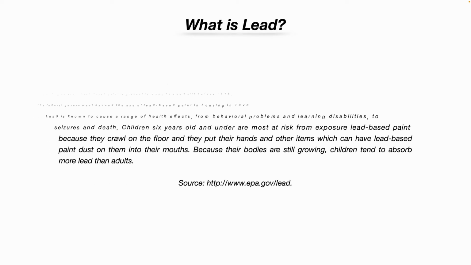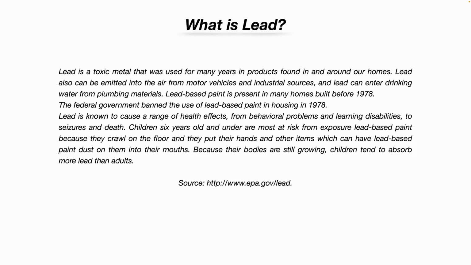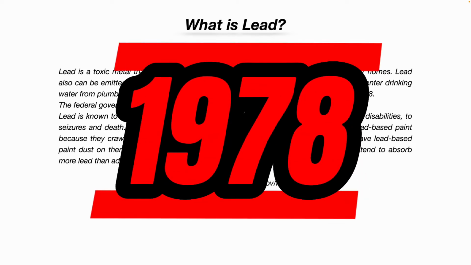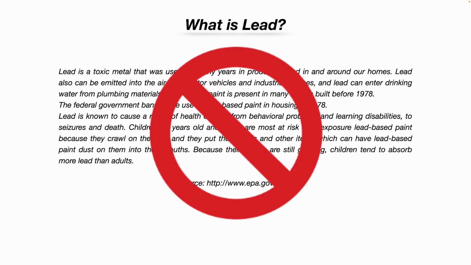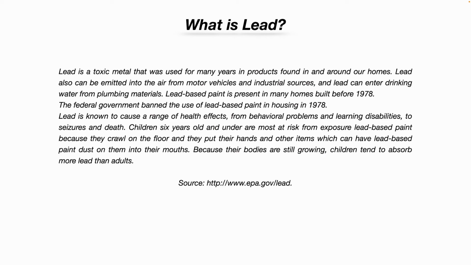So what is lead? Lead is a toxic metal that was used for many years in products found in and around our homes and businesses. Lead can also be emitted into the air from motor vehicles and industrial sources. Lead can enter drinking water from plumbing materials. Lead-based paint is present in many homes built before 1978. The federal government banned the use of lead-based paint in housing in 1978.